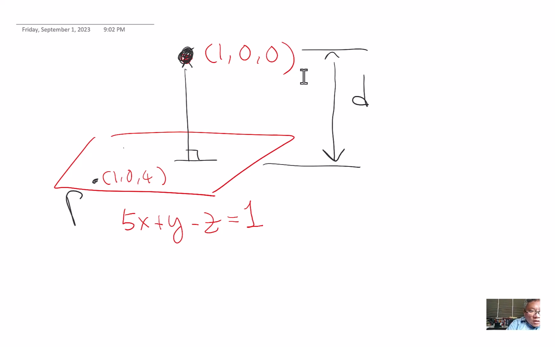So let's call this P, all right? Let's call this Q, right? This is given, okay? And then I say, what is the distance? What is the shortest distance from this given point? So, number one, I need to find a point that's on the plane. We know that already. Find any point that's on the plane.